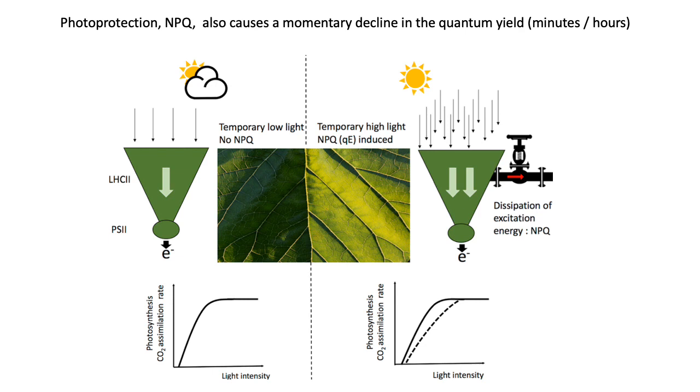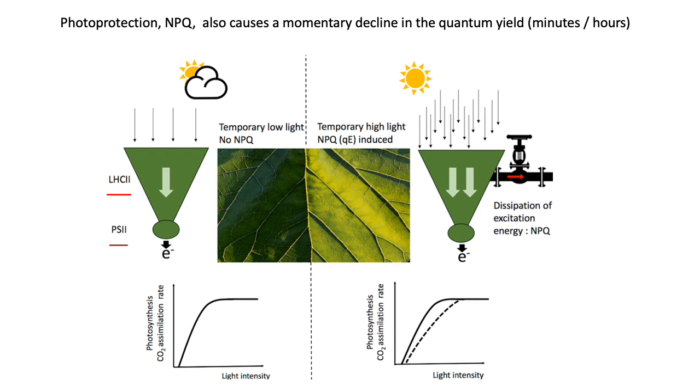It's important to note that photoprotection, even though it reduces the likelihood of photoinhibition, also causes a momentary decline in the quantum yield of photosynthesis. And photoprotection can last minutes or even hours depending on the prevailing conditions. On the left-hand side in this figure, you can see under low light there is a very efficient transfer of energy from the light harvesting complexes to photosystem 2 in this case, and hence electron transport. Under these conditions there will be no non-photochemical quenching, no photoprotection.